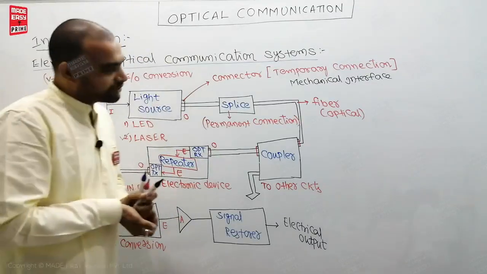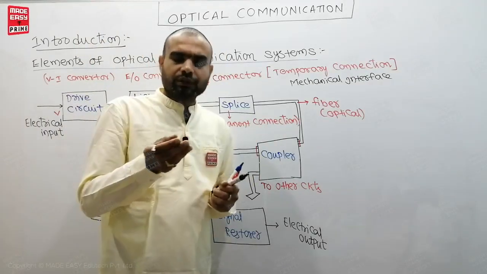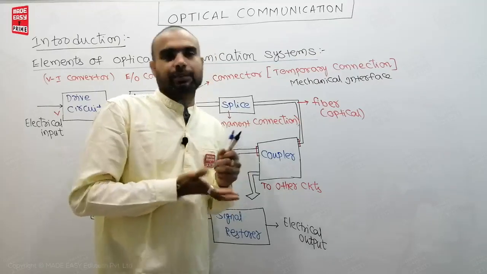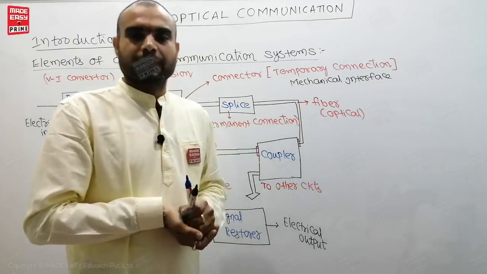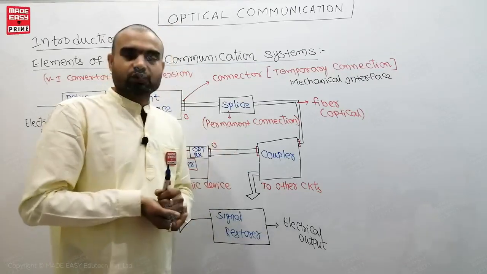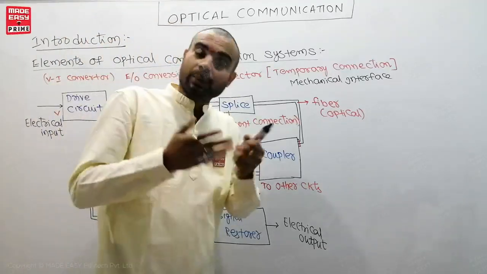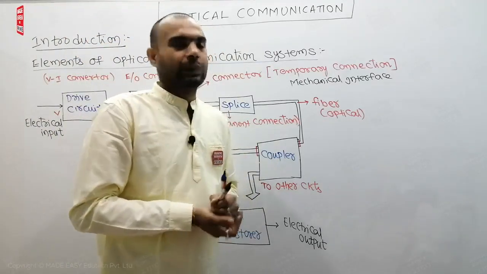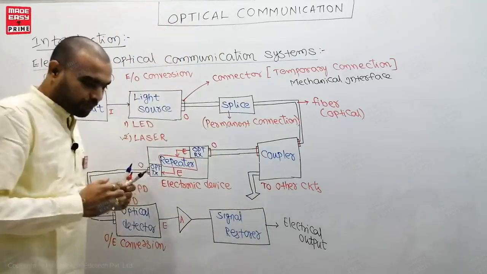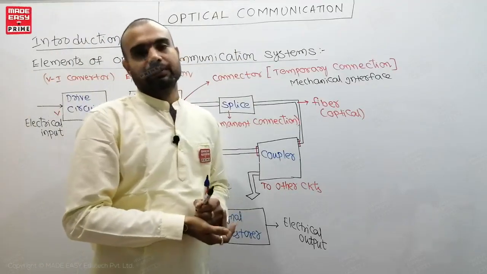Next, there is no corrosion, and the weight of the fiber is very less. If you use specific materials like plastic, we can use them. The size of the fiber is very small. There is no corrosion. Abundant raw material is available, a huge amount of raw material. Because of all these reasons, you are shifting from copper cables to optical fiber cables.